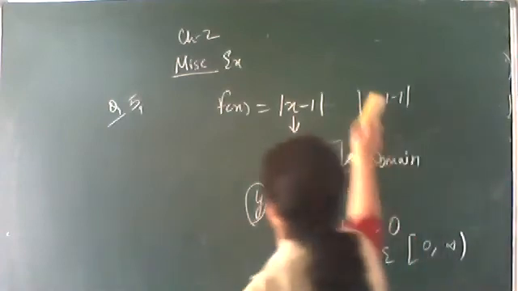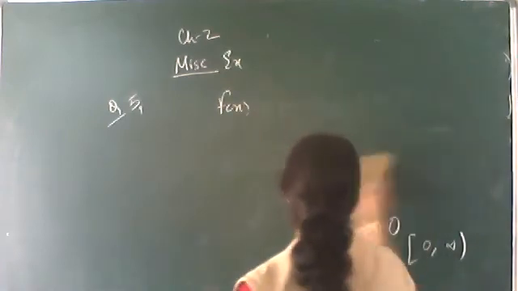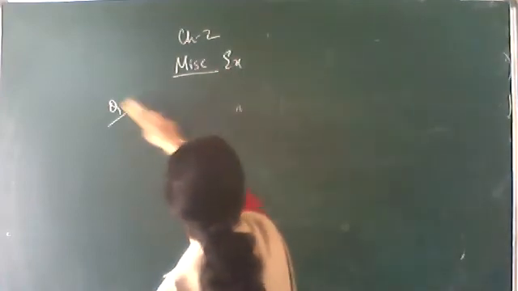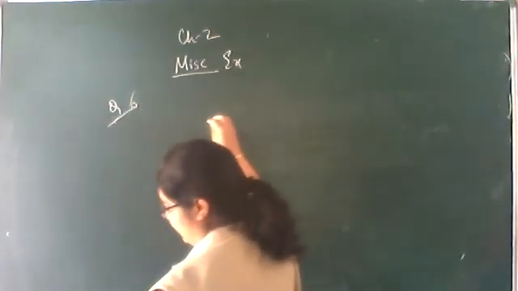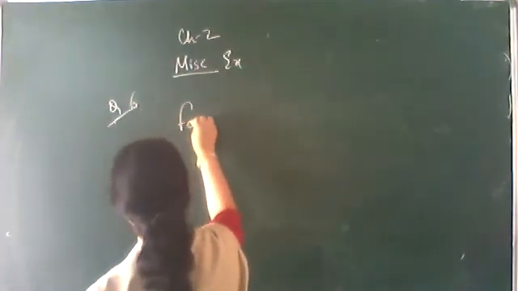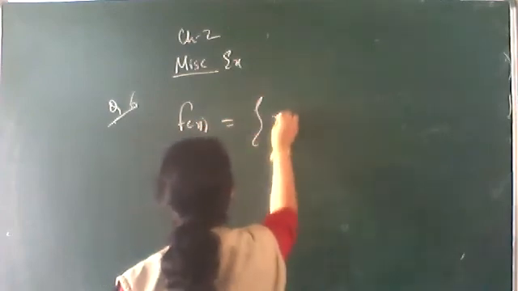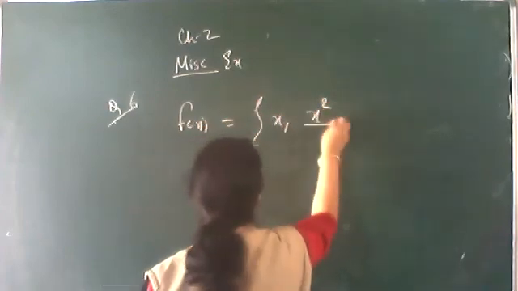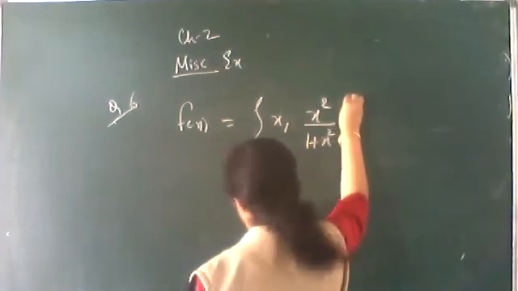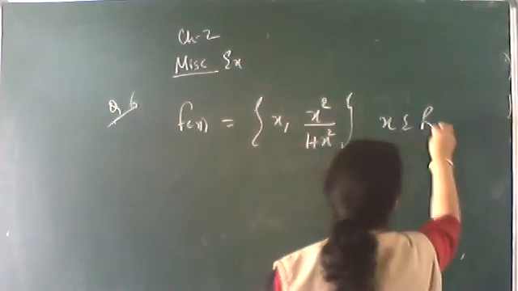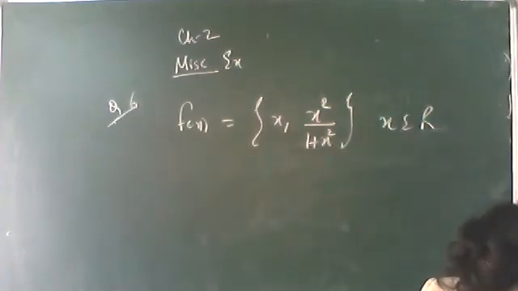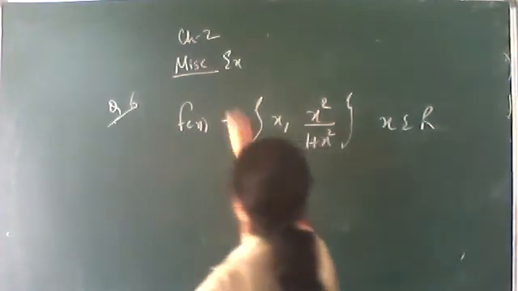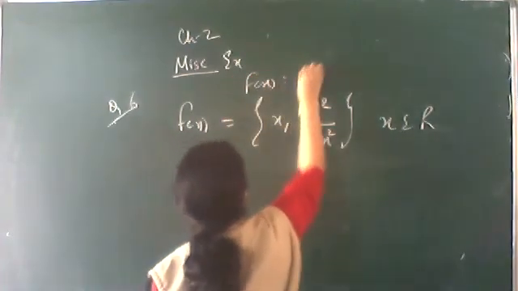Now the last question, which is very important, question number 6. So concentrate. f(x) is given in this form: x comma x square by 1 plus x square, where x belongs to R. Let f be a function given by this, from R to R.